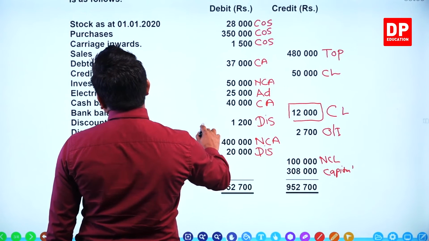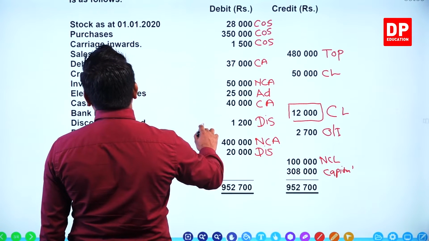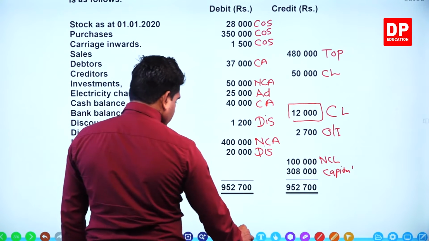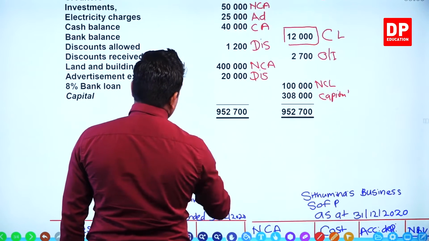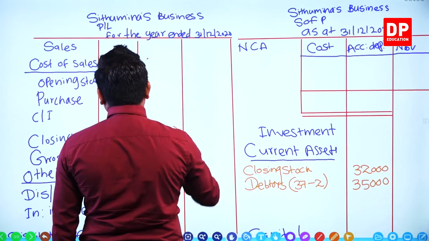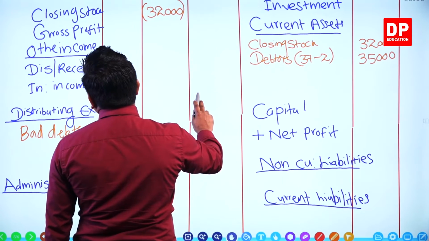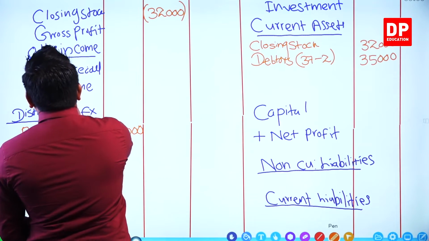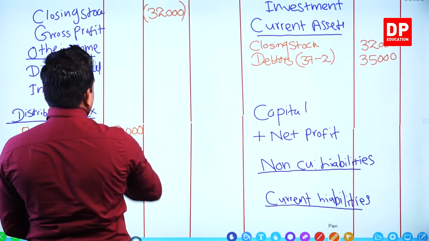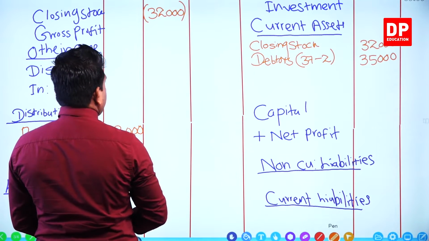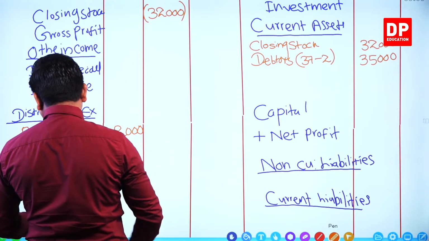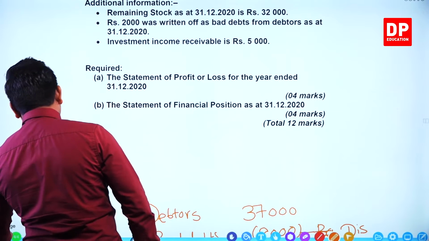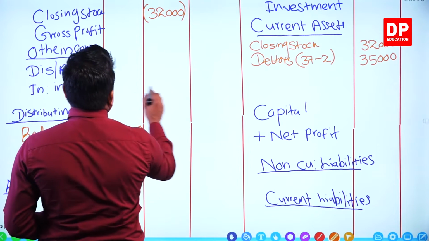Yeah, investment income. Investment is given, but income is not given here, right? Then what you do? Then you remember receivable investment income, right? You have to write it under the investment income. How much is the value? Do you remember the value? No. We can check it here. 5,000? Oh, okay. Then you can write investment income 5,000.